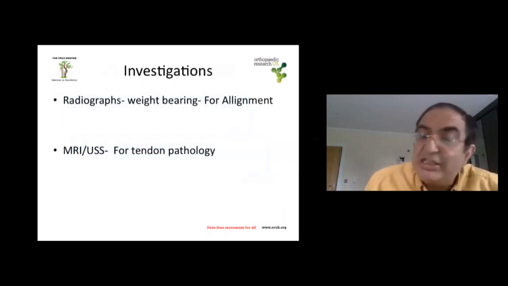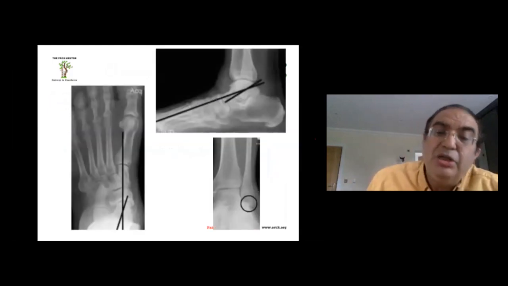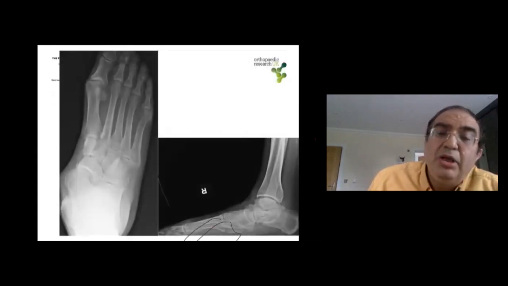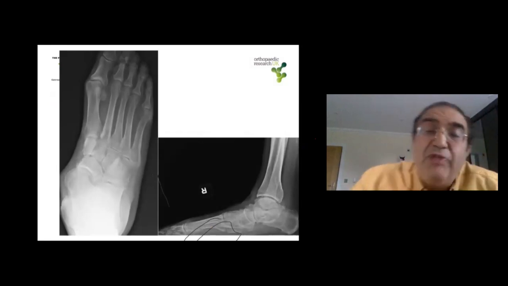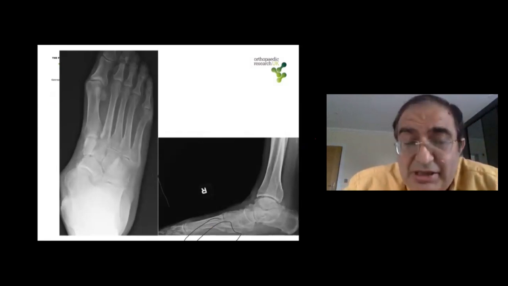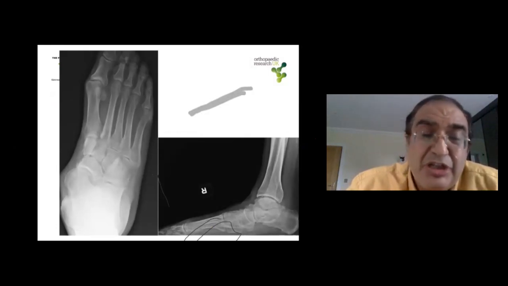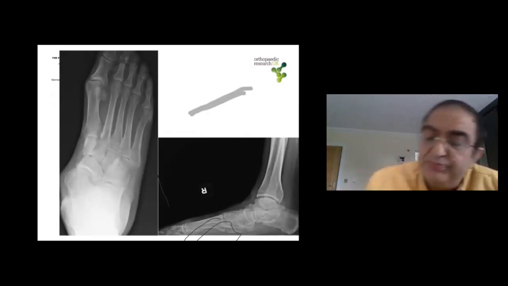Well, you can do X-rays. We already talked about the Meary's angle, the talus first metatarsal angle, and also you can see some calcaneofibular impingement in the AP views. But you may also see more advanced stages where you can see arthritis in the talonavicular and the subtalar joints. So these are the X-ray features of advanced tib post insufficiency.